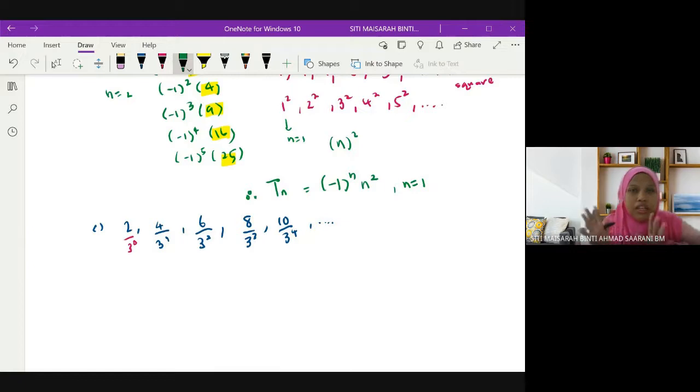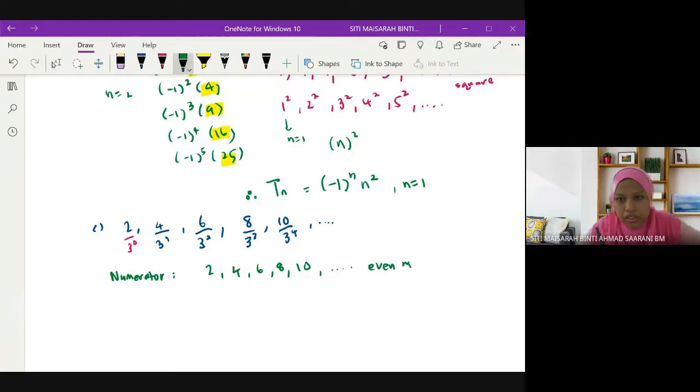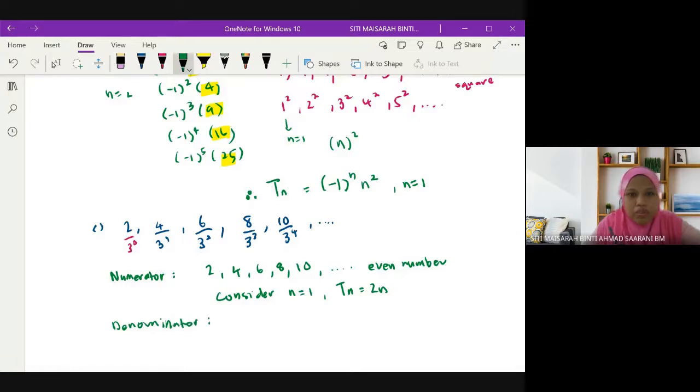So if we arrange it, let's open it up. For the numerator part, the top part, we have 2, 4, 6, 8, 10. What kind of numbers do we see here? Even numbers. This is even numbers. For even numbers, we consider n equals to 1, and the nth term is 2n. This is for even numbers. Okay. And then for the denominator, we have 3 power of 0, 3 power of 1, 3 power of 2, 3 power of 3, 3 power of 4.